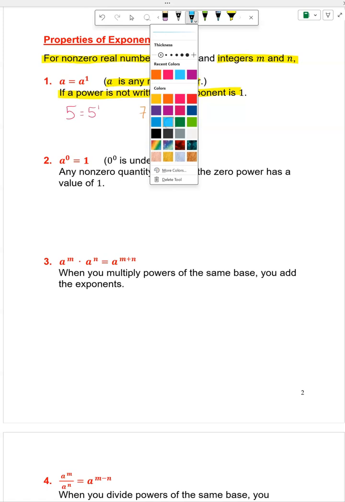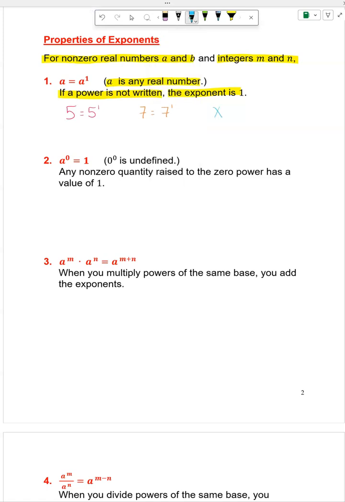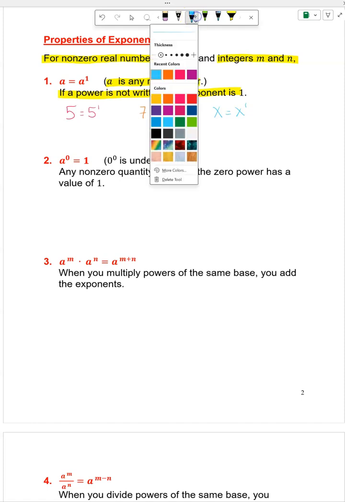Let's do that. That's fun. What if we have x? How can we write x? If you said x to the first power, you are correct. Okay? Let's go on to the next one.